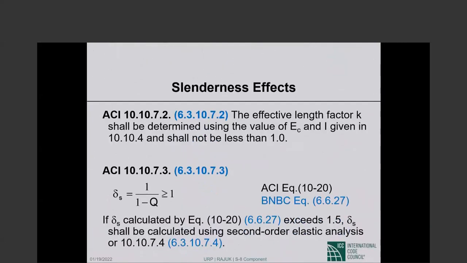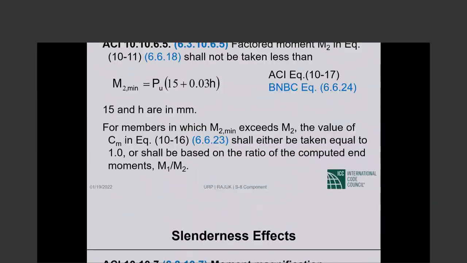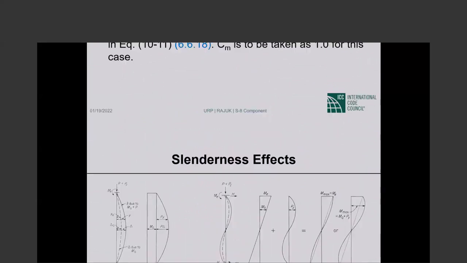Okay, so the effective length factor K shall be determined using the value of E sub C and I given in 10.10.4, and it shall not be any less than 1.0. So you can find your K from that chart. The sway magnifier delta sub S is 1 over 1 minus Q, and it is larger than or equal to 1. Q was, remember, very important, the secondary to primary moment ratio.